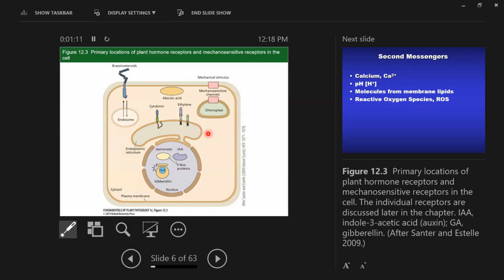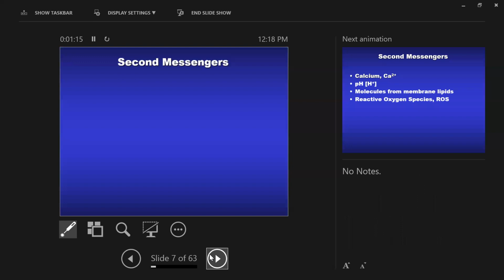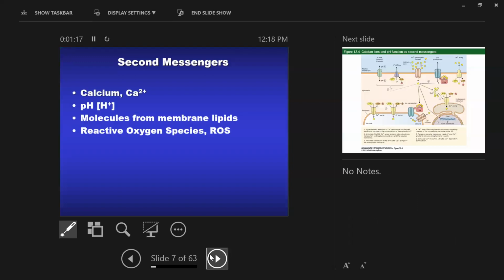And then second messengers. This is the next slide that shows the list. Those are the ones that I want you to think about. There's more than that, but this is what we'll focus on. So what are second messengers and who are they? That's the list.